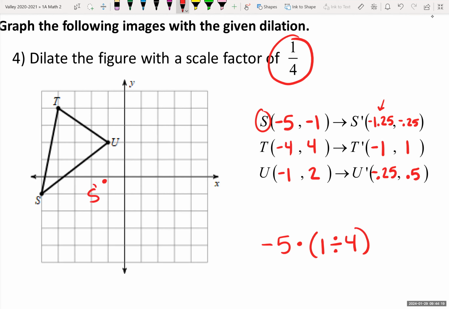Then I have -1, +1, so left one, up one. There's our T prime. And then -0.25, so left just a tiny bit and down 0.5, which is half. 0.5 is half. So left just a little bit and down halfway.